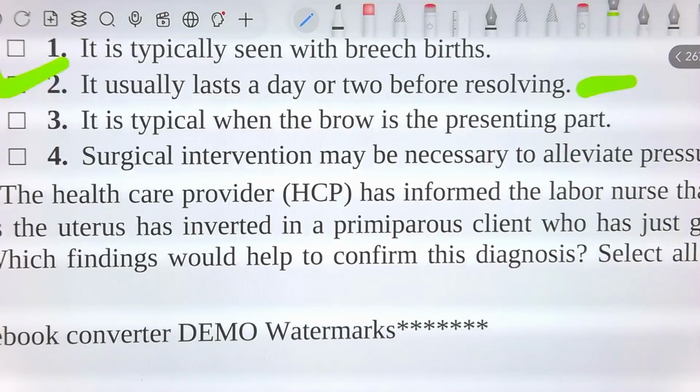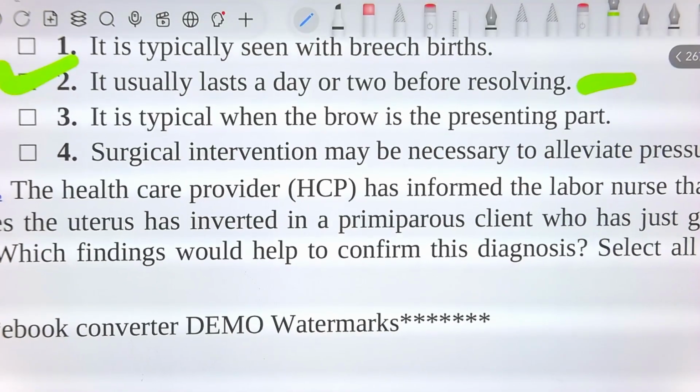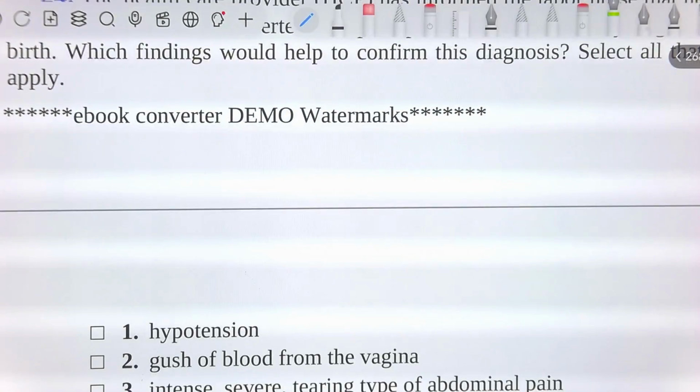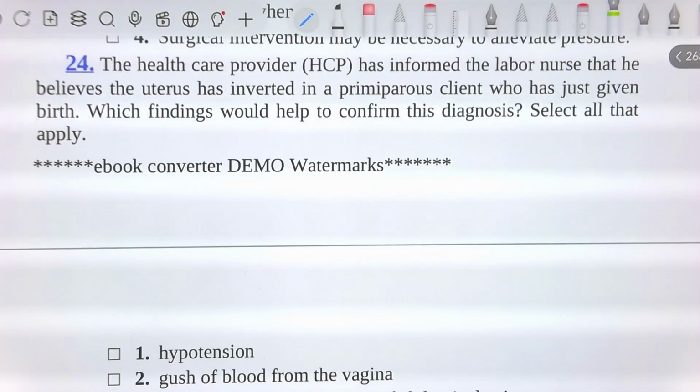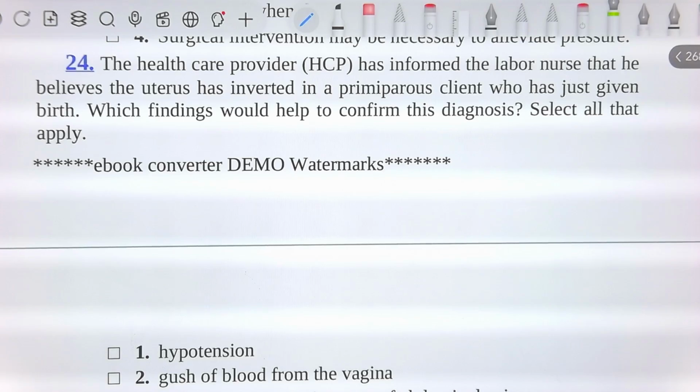Next question says, the HCP who performed the labor informed the labor nurse that he believes the uterus has inverted in a primiparous client who had just given birth. Which findings should help to confirm this diagnosis? It's a SATA question, so select more than one option that will confirm the inverted uterus. So what can be the right answers?